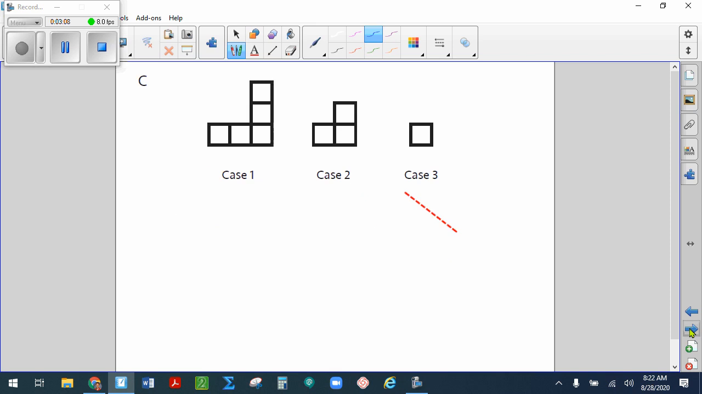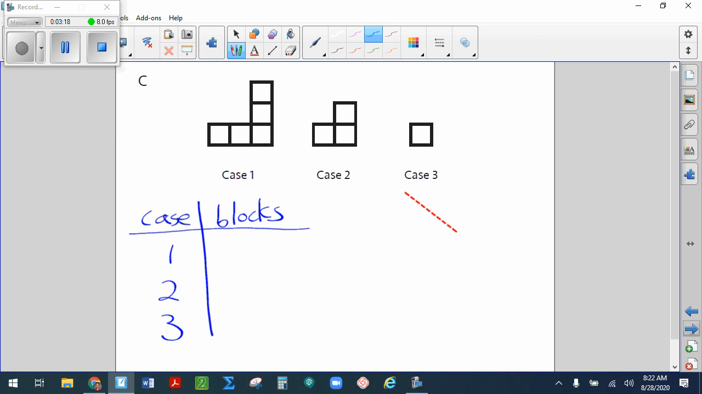Here's the second one. Again, if I make a table for cases and blocks, we have case 1, 2, 3. Our blocks this time: in case 1 we have 5 blocks, in case 2 we have 3 blocks, and in case 3 we have 1 block. If I plot those on a graph, 1 comma 5, 2 comma 3, 3 comma 1, I can still match all those up with a line, which means that it's linear.